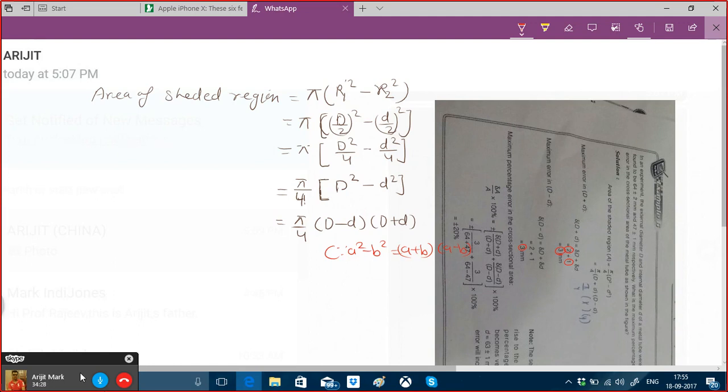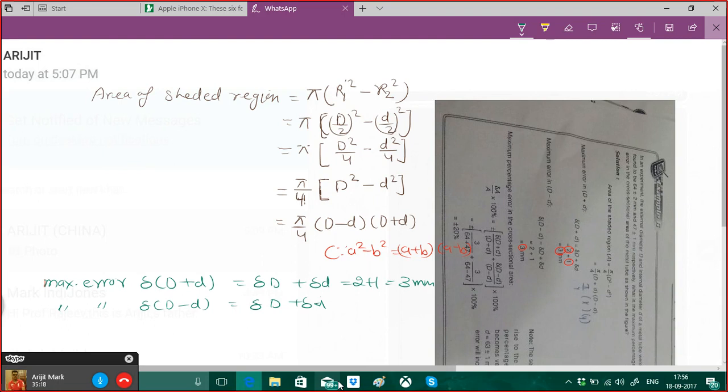Maximum error of D plus d, that is del D plus del d, equals 2 plus 1 equals 3 mm, okay? And the maximum error of D minus d will also be del D plus del d, equals 2 plus 1, again 3 mm, okay?